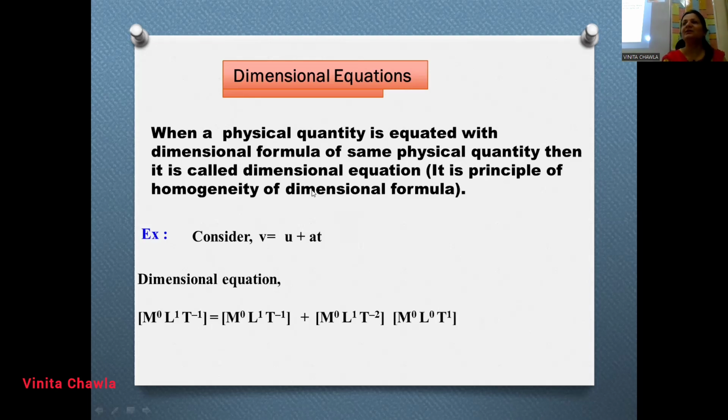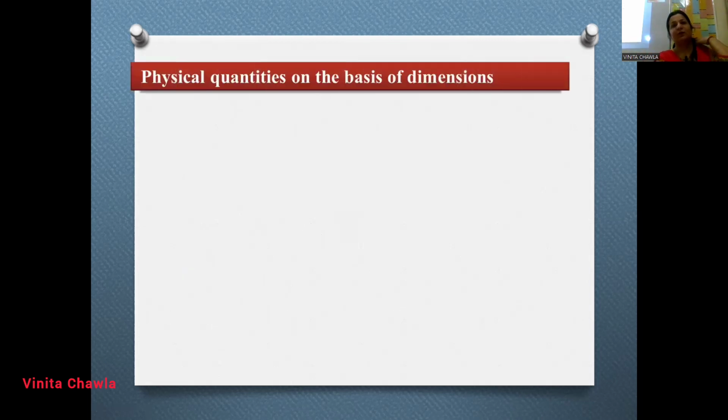So when you simplify this, LT minus 2 and T, what will you get? Karan? When you simplify LT minus 2 into T to the power 1, what will you get, beta? LT minus 1 only will come, because minus 2 plus 1 will become minus 1. Minus 2 plus 1 is minus 1, right? So we get the same dimension.